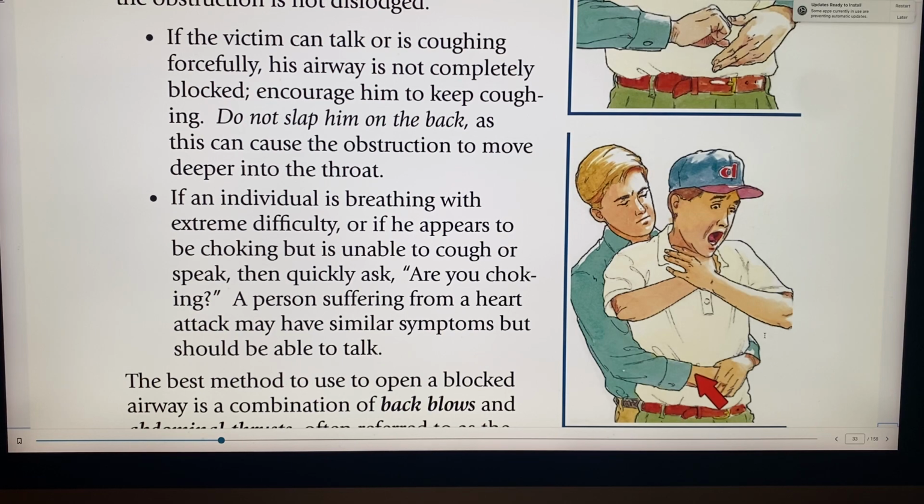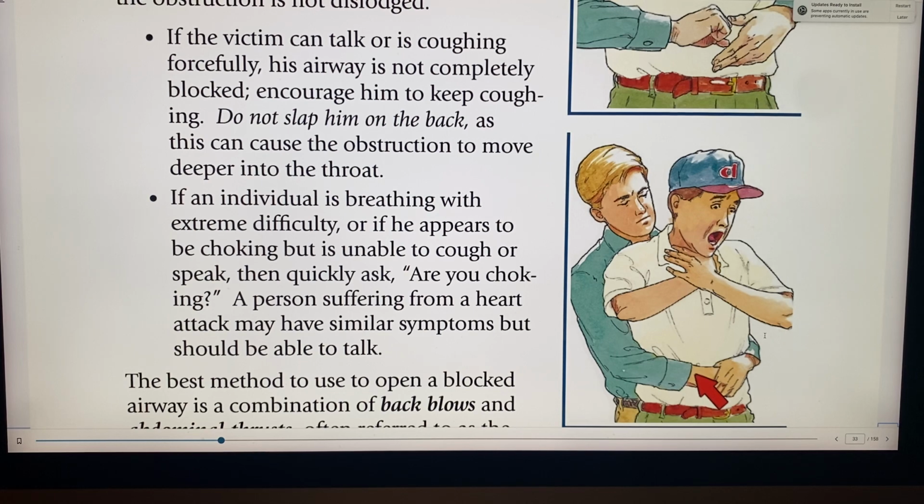We call this the Heimlich maneuver, this picture of the Heimlich maneuver. Now, in the Heimlich maneuver, the victim is conscious, standing upright. And so you're going to stand to the side slightly like this guy is doing here.